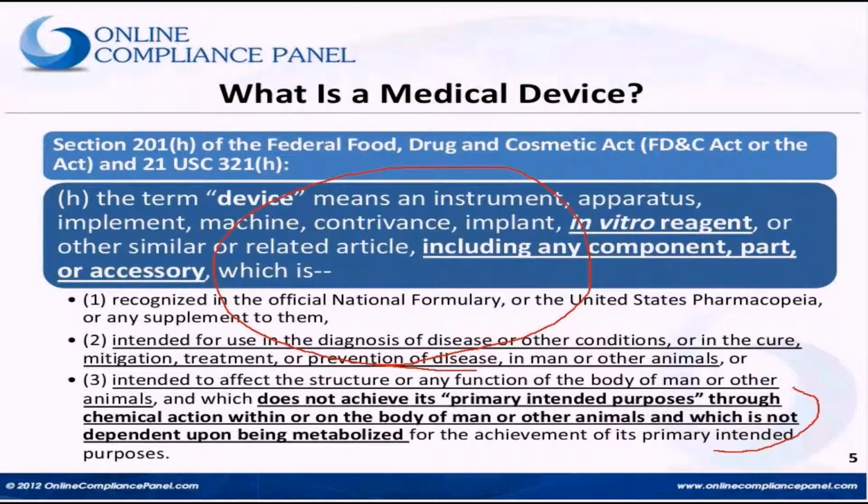In addition, regarding primary intended purposes, it should not be achieved through chemical action within or on the body of man, and also shouldn't be achieved through metabolism. This means that when you encounter a combination product, where do you draw the line between device and drug or biologics? So I'd like to bring this definition to your attention for you to consider when we talk about combination products.